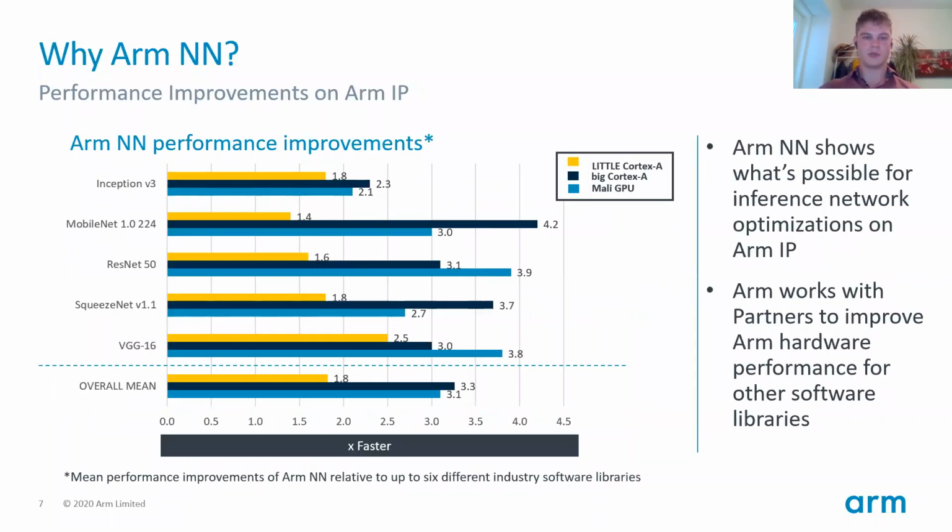So the performance improvements in ARM IP is one of the main draws for using ARM-N. This graph illustrates the performance improvements across a range of different networks. We can see some of the popular image classification networks such as Inception v3, MobileNet, ResNet. One of the standout improvements you can see there on a big Cortex-A is 4.2 times on MobileNet v1. And this is all relative to 6 different industry software libraries. At the bottom of that graph, you can see the overall mean performance improvements across all the networks that we continually test. So you can see some very significant uplift in performance there.